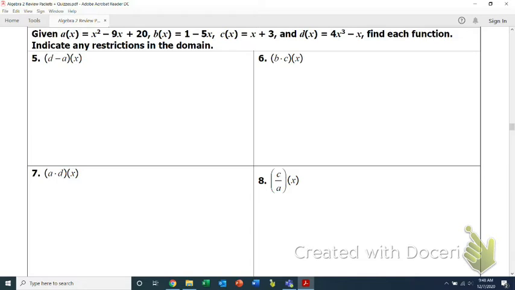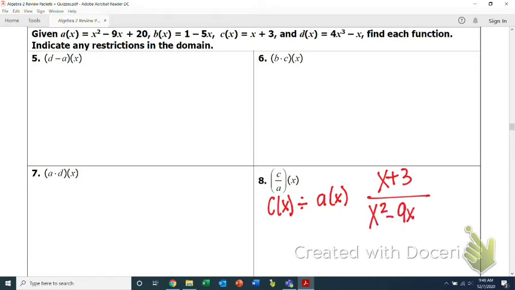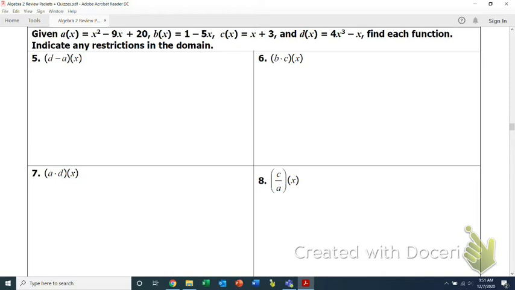C over A of x, so that is just C of x divided by A of x. So we have x plus 3 over x squared minus 9x plus 20. Oh, darn.